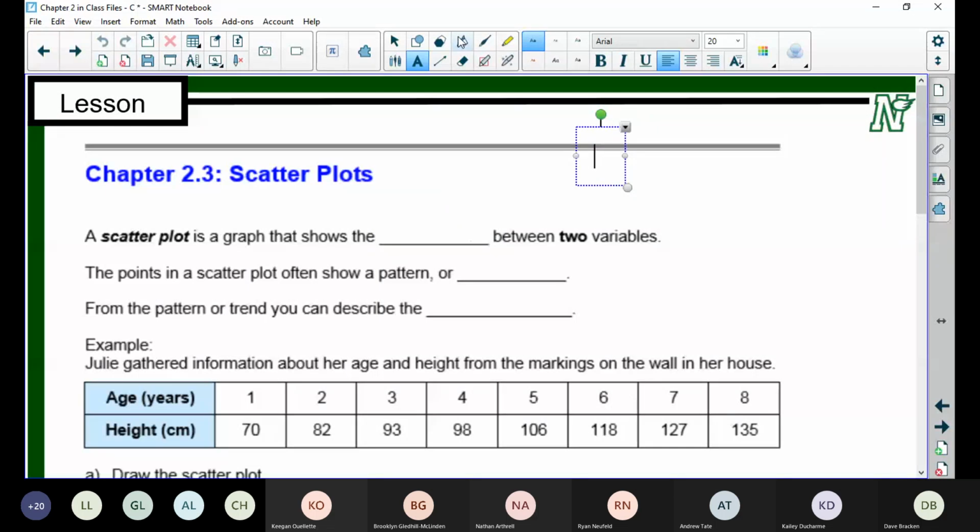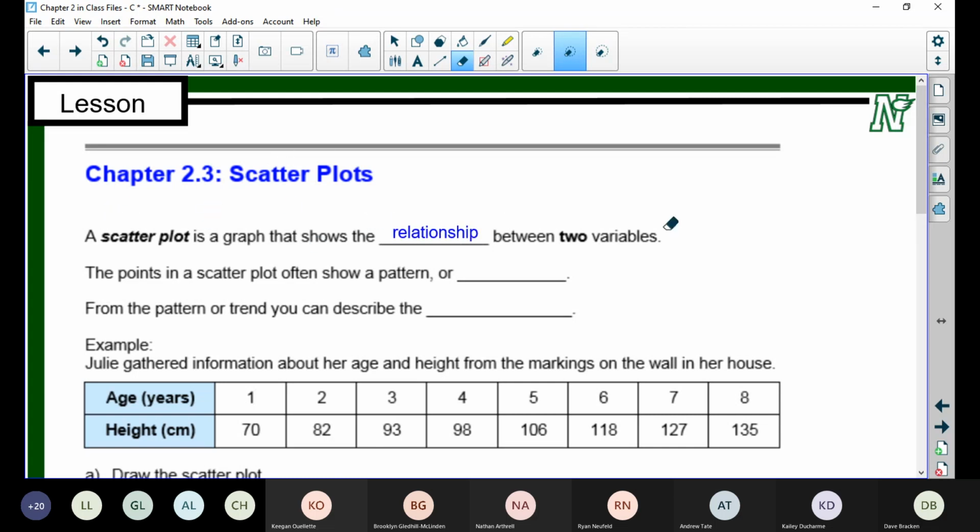And this is where you guys are going to copy out a few things for me. Okay, we're going to go through this together. This page is called a wipe away. I've been using a smartboard for a long time now, and I've got a lot of little tricks that I can do. And this is one of my wipe aways. So a scatter plot is a graph that shows the relationship between two variables. So on your page, please copy out exactly what we're doing here, relationship, okay?